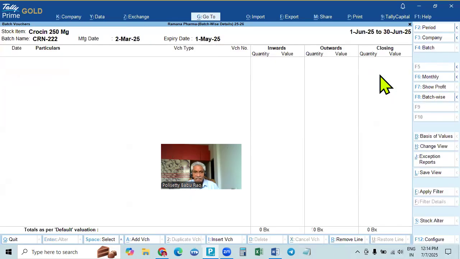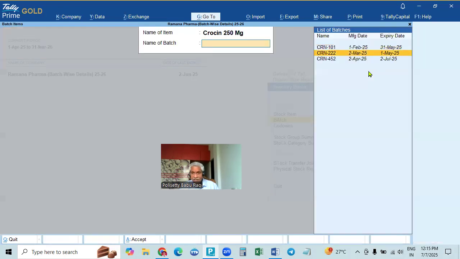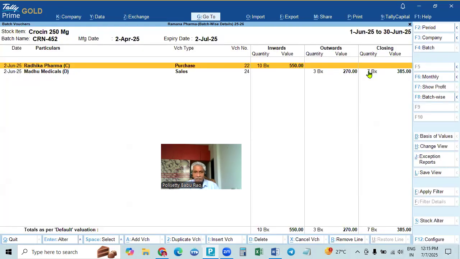And if you take this one, in this case also, purchased 5, sold 5, no balance. And in the third one, now again we purchased 10, we sold 3, 7. These 7 are unexpired. The previous 7 are expired.